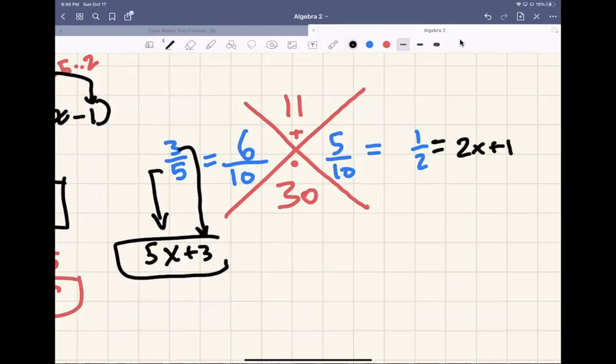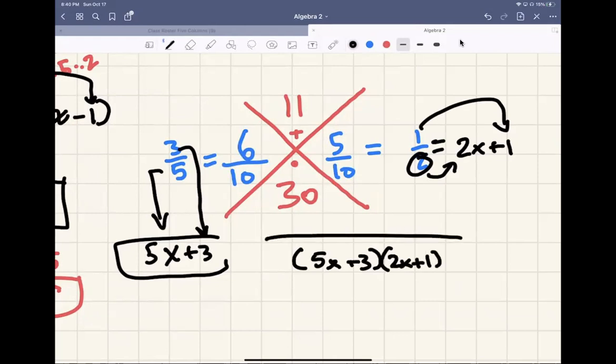Yeah, these are a little tough, even I forget sometimes, but remember: the bottom number goes next to x, the top number goes on the outside. So then our factors are going to be 5x plus 3 times 2x plus 1. And that's it, guys. That's our lesson. We're going to spend one day practicing with the regular ones and one day practicing with the ones with numbers in front of x.